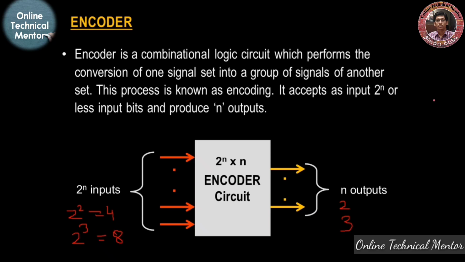One more thing you have to keep in your mind: for an encoder circuit, any one of the inputs will be logic 1 at a time. That means when any one of the inputs becomes high, or becomes logic 1, then the rest of the inputs will remain in the 0 state, or in the low state.